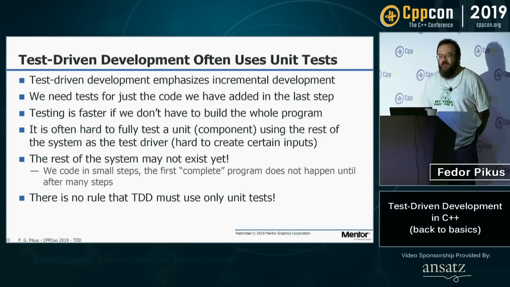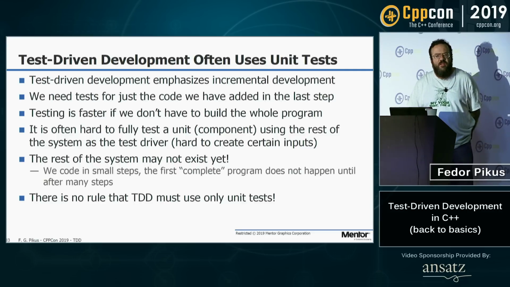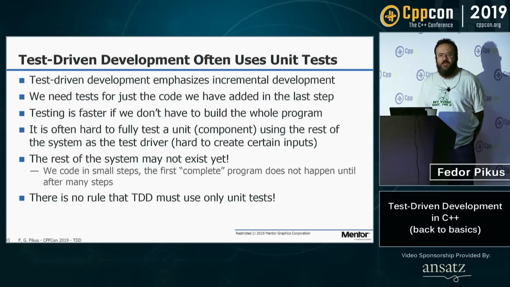Test-driven development most often uses this kind of tests. Why? Well, test-driven development is about fast, short cycle incremental development. Unit tests are ideal for short cycle incremental developments. One reason is, in a test-driven development, you start testing before you write the program. So you really probably don't have a main. You don't have the rest of the program. You may not have the inputs.